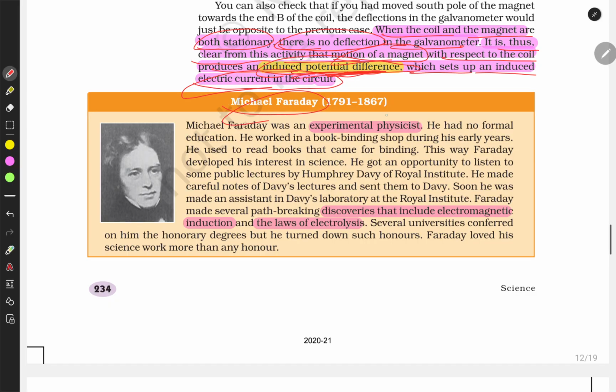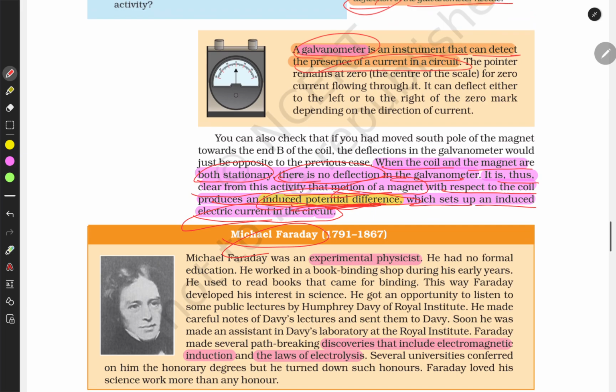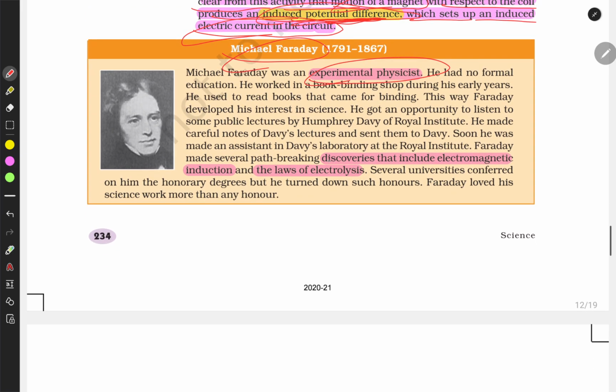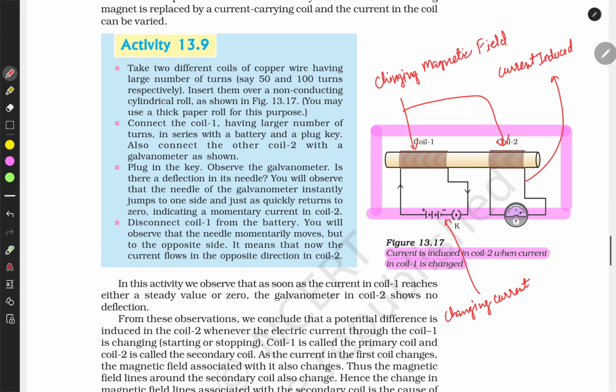And it was Michael Faraday who did the significant work with magnetism, and he was an experimental physicist. His discoveries include electromagnetic induction and the laws of electrolysis. This is another example.